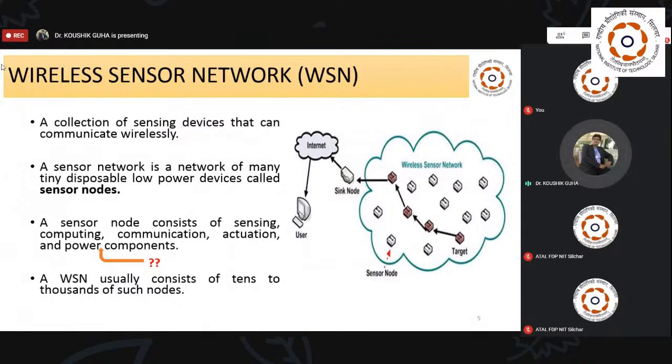Obviously, powering the sensor node is an issue, because we have seen so far that people have been using battery technology to power up the sensor nodes, but there is some kind of hazardous problem. I will show you what the problems are in this type of existing technology to power up the sensor nodes. So the wireless sensor network basically consists of tens to thousands of such nodes that will be deployed like this. This is the wireless IoT sensor node.